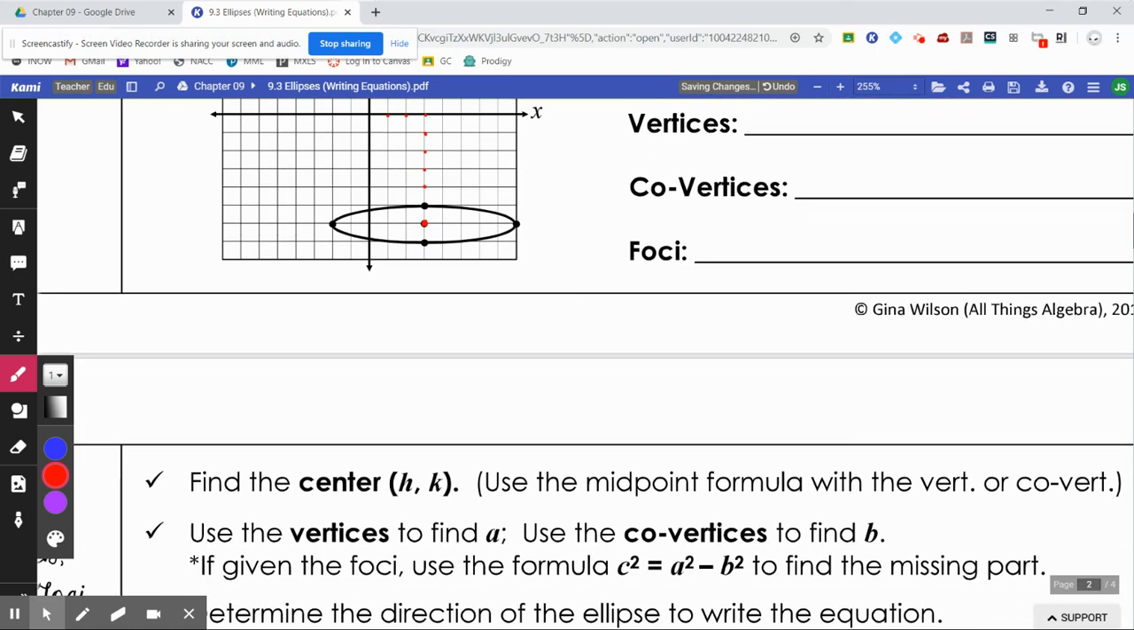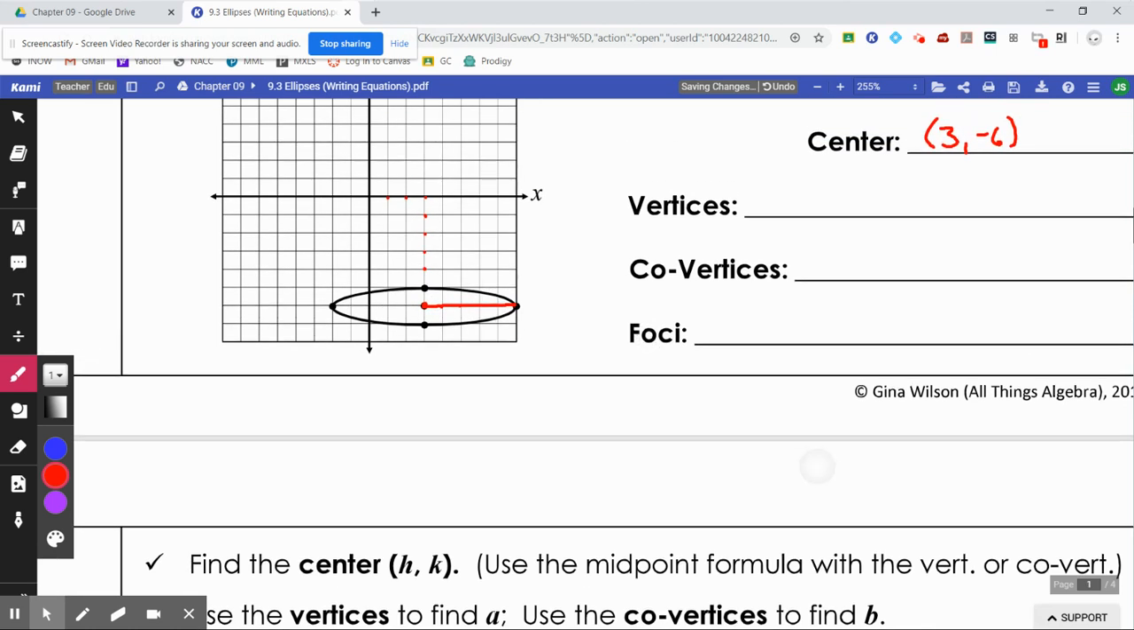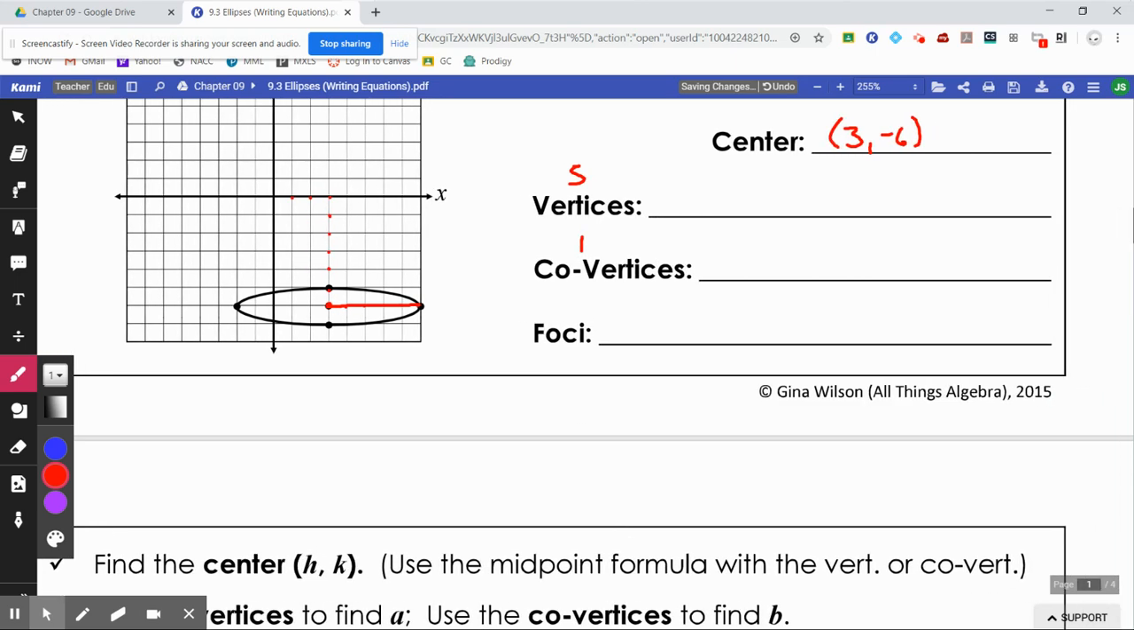This has a major axis that is horizontal. 1, 2, 3, 4, 5 is the distance to our vertex. And I'm going to go ahead and count, and 1 would be the distance to our co-vertices. So to find those vertices, we can just see the points there, or we can take our center and move right 5 and left 5 from our center. So that's going to be at (8, -6) and (-2, -6).